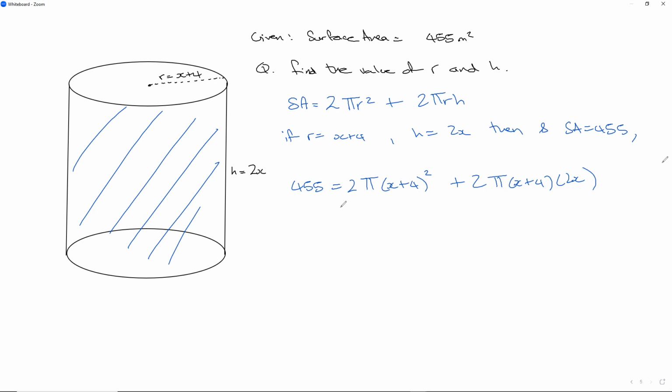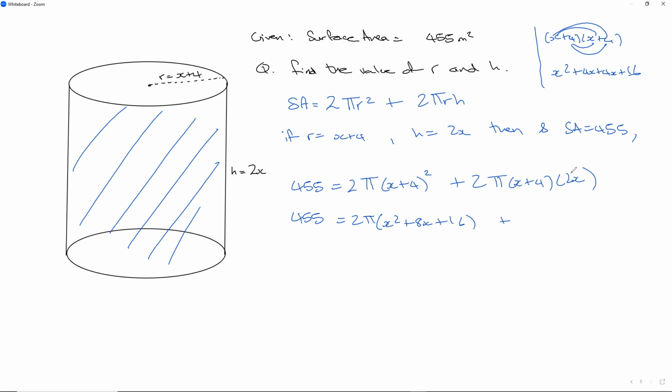So what I'm going to do is remove this bracket, or try to square this bracket out. And I'm going to multiply this 2x into this bracket and this 2 pi into this bracket as well. Okay, so this is going to become a little messy. I'm going to keep 2 pi on this side. This is going to expand. If I expand x plus 4, I end up with x squared plus 4x plus 4x plus 16. And so that becomes x squared plus 8x plus 16.